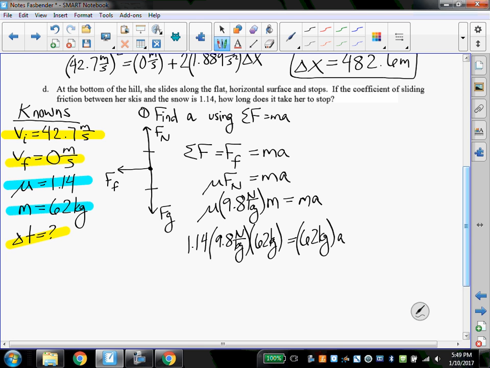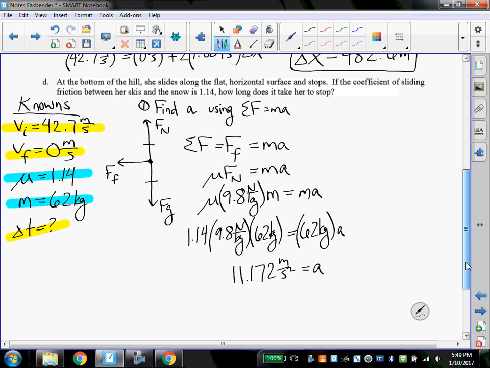Now when we do the algebra, we end up getting that our acceleration, wow, it's kind of big. Bigger than that. But it's 11.172 meters per second squared. That was really fast. That's like faster than free fall. But hey, apparently this snow is really sticky.